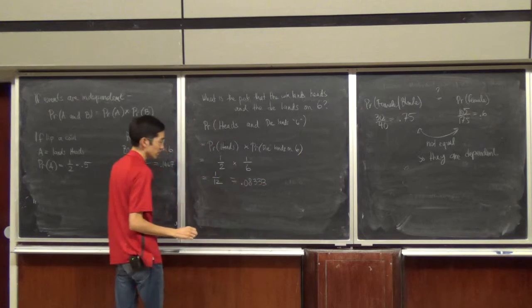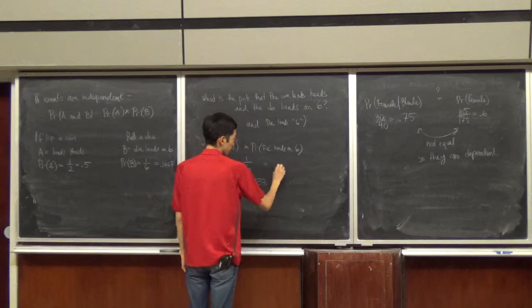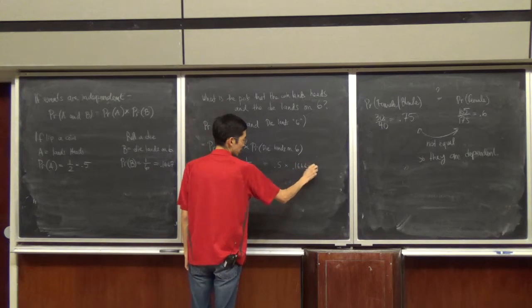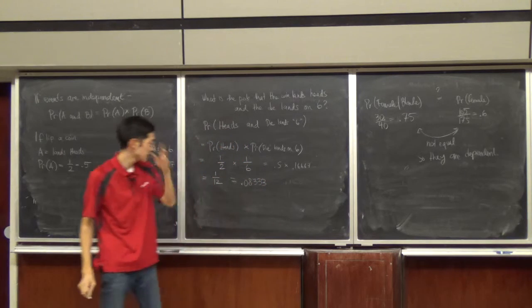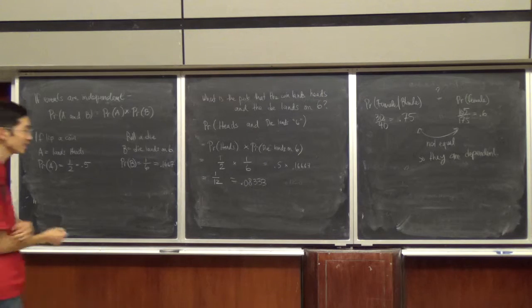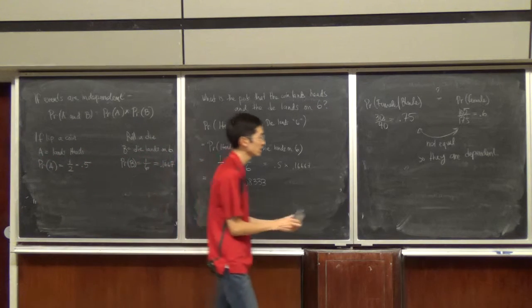Okay, we could have just done this in decimals as well. 0.5 times 0.16667. And yes, because of rounding, it might not be exactly 0.08333, but that's what it is. How does that feel? Good? Okay.